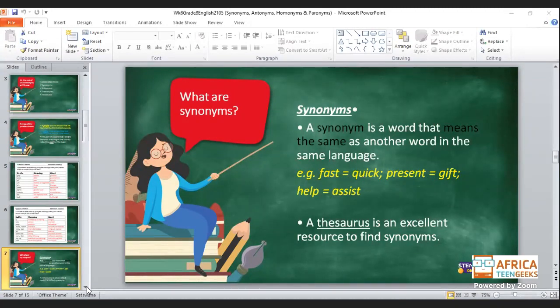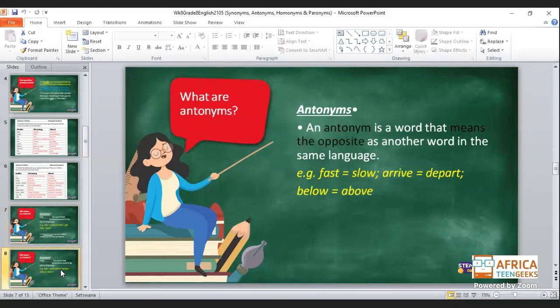So remember, today's lesson really is about paronyms. So we won't really dwell much on synonyms, okay? Yes, so we are just driving through. So it's going to be a quick drive through, right? So antonyms, remember what we said about antonyms? An antonym is a word that means the opposite as another word in the same language, right? So as an example, I said the antonym for the word fast is slow, for arrive is depart, for below is above.